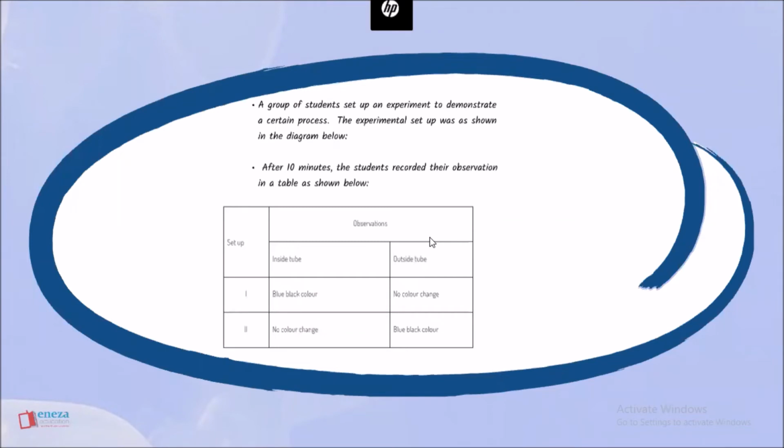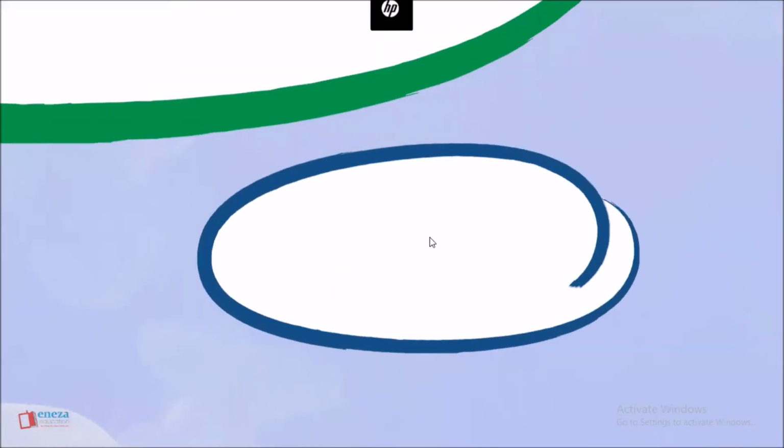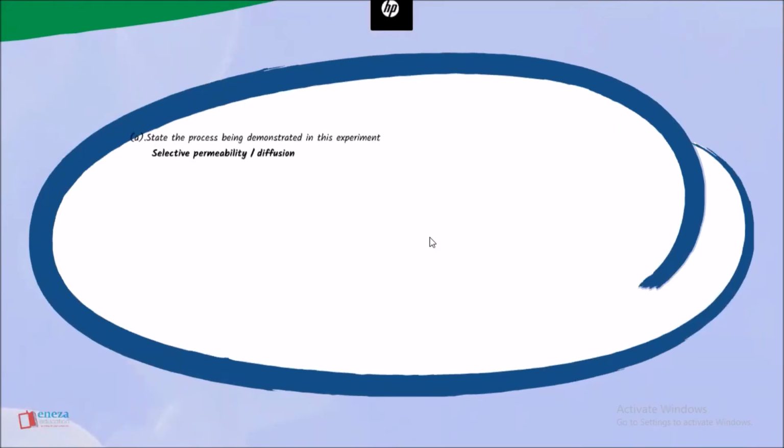So a group of students set up an experiment to demonstrate a certain process. The experimental setup is as shown in the diagram below. After 10 minutes, the students recorded the observation in a table as shown below. Observations inside the tube and outside the tube. So inside the tube, there was blue-black color. Outside the tube, there was no color change. In number 2, inside the tube, there was no color change, but outside the tube, there was the blue-black color. Question 1A. State the process being demonstrated in the experiment.